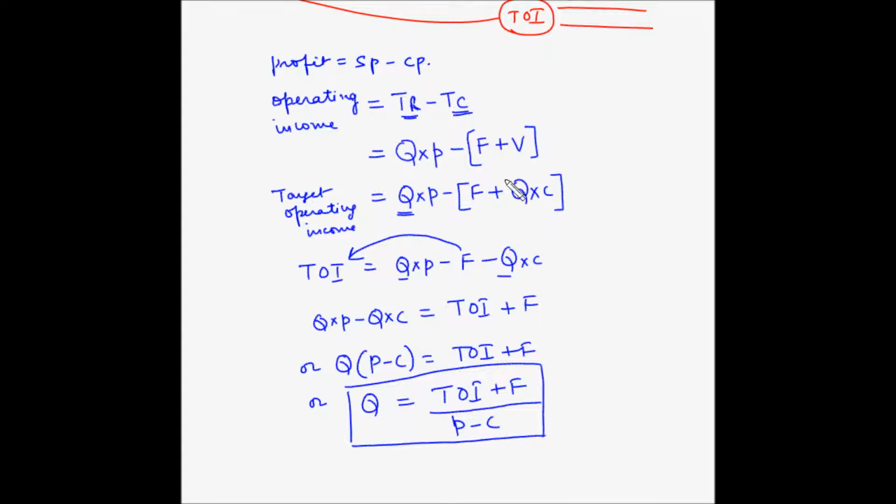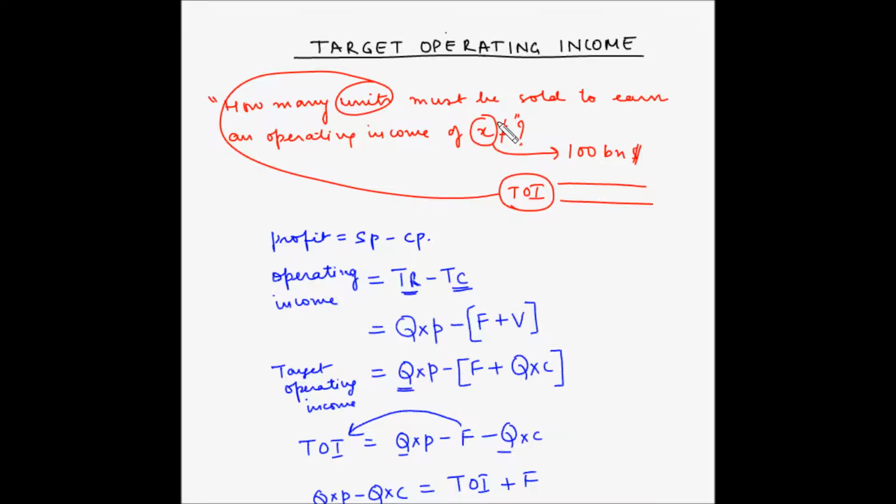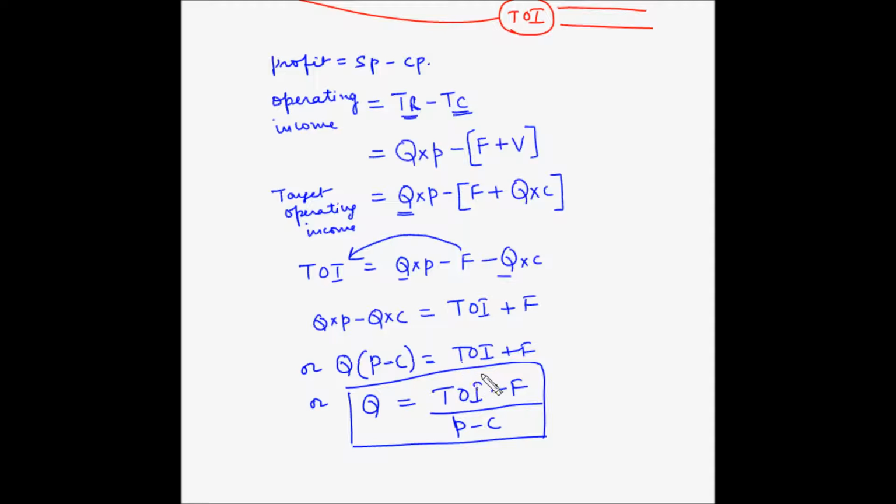So this gives the answer how many units must be sold to earn an operating income of X dollars. So this TOI, target operating income, can be replaced by X, and then you can get the number of units that need to be sold. So this formula answers the question how many units need to be sold to earn an operating income of X dollars. Now let's say the question is in terms of revenue instead of number of units.